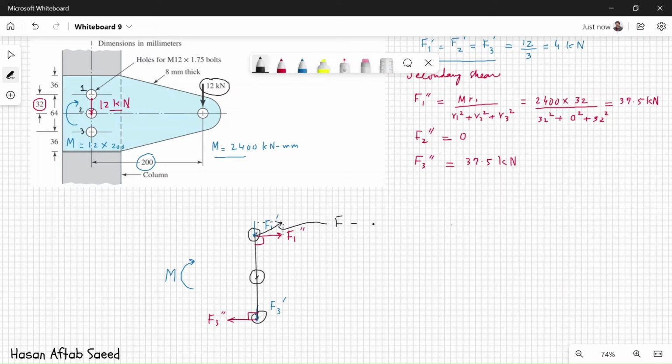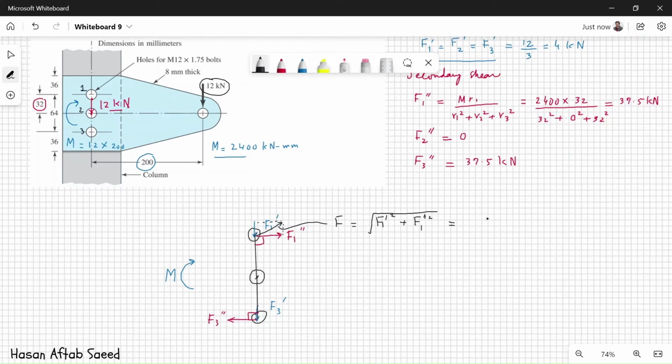is simply F1 prime square plus F1 double prime square under root. If F1 prime and F1 double prime were at any other angle except 90 degrees, we would then have used some sort of graphical addition or sine law or cosine law. In this case, it is simple enough.